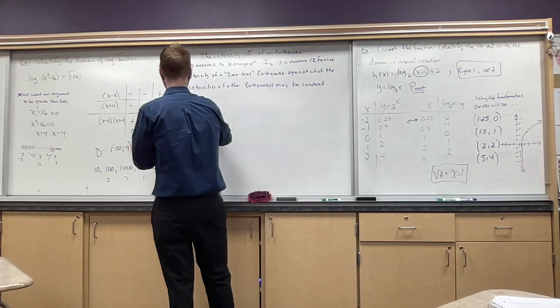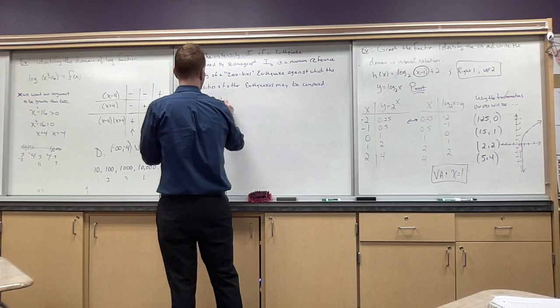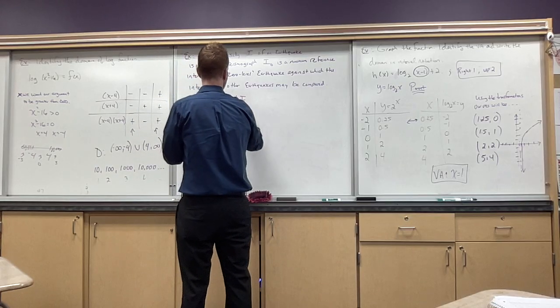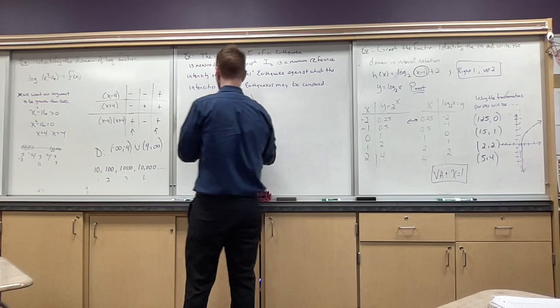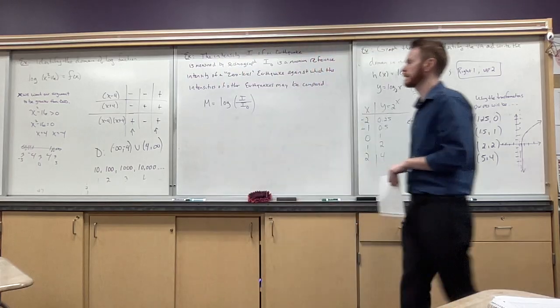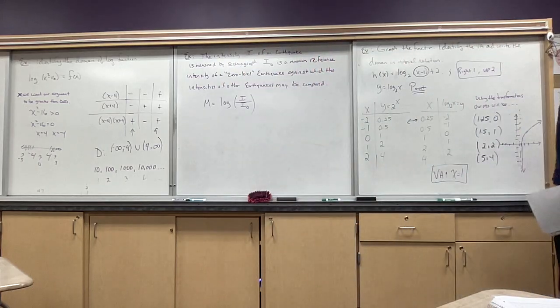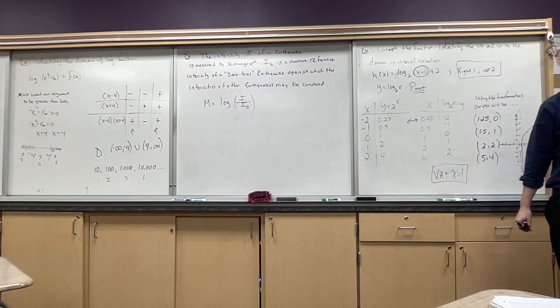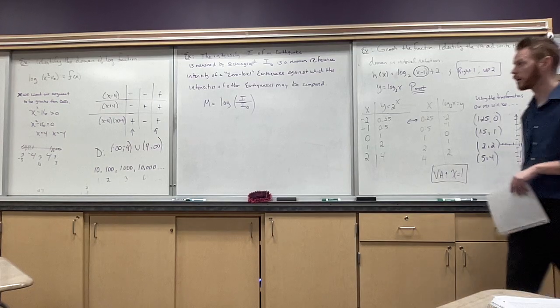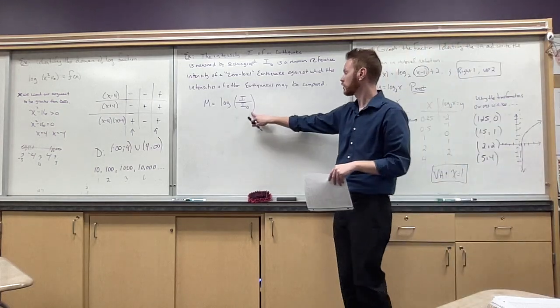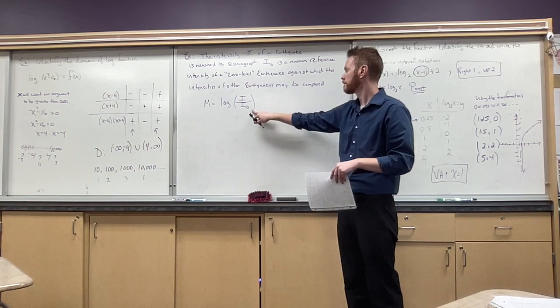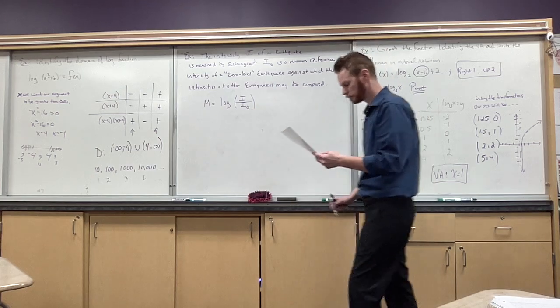Okay, so the formula for this is M equals log of the intensity you're looking at over the intensity it's compared to. Now notice there's no base to this, so we're looking at a base 10, right? So this is a common log problem. The intensity of the earthquake you're looking at now, over the reference that you're using for it.